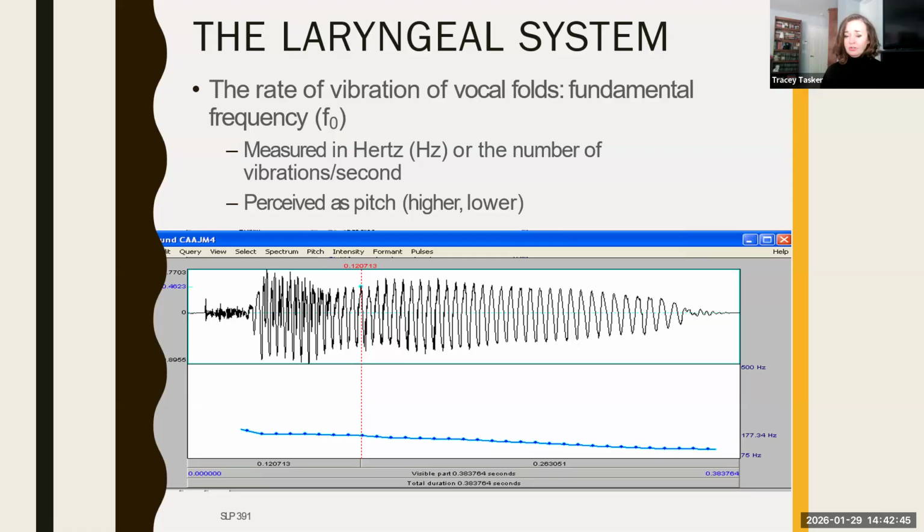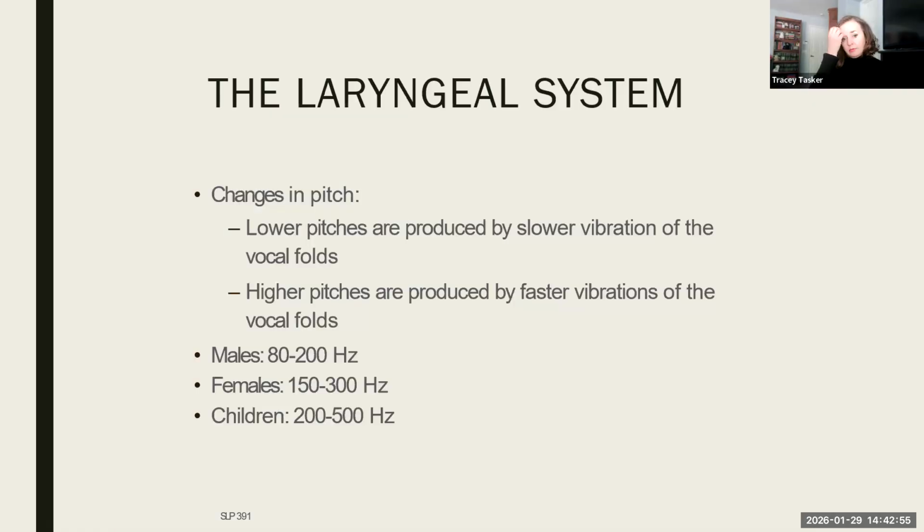Now, when your vocal folds are vibrating, this is going to be perceived as pitch, whether the pitch is higher or lower. If we talk about pitches, it's going to be different depending on the person. So males speak at a lower pitch than females, and children speak at a higher pitch than adults. Lower pitches are when the vocal folds are slower in vibrating, and higher pitches are produced the faster that the vocal folds are vibrating.